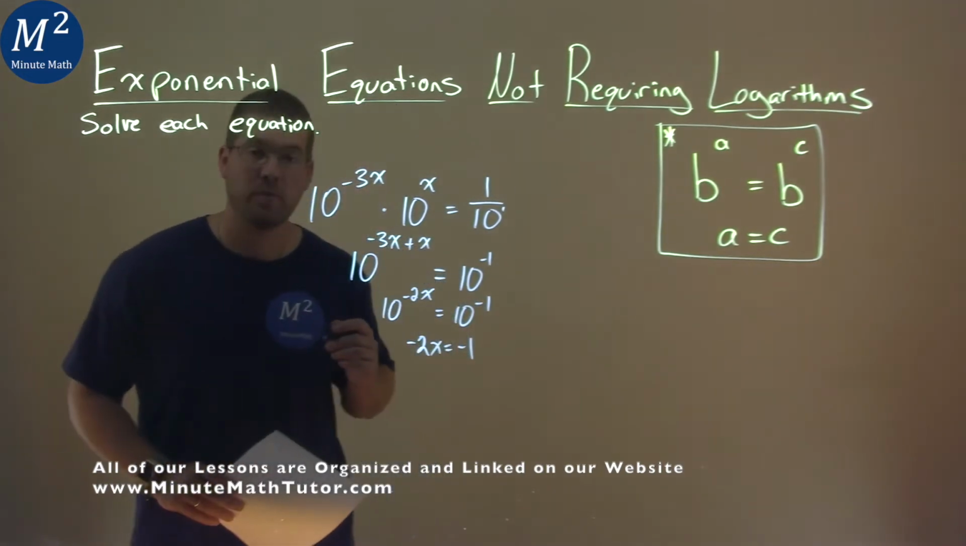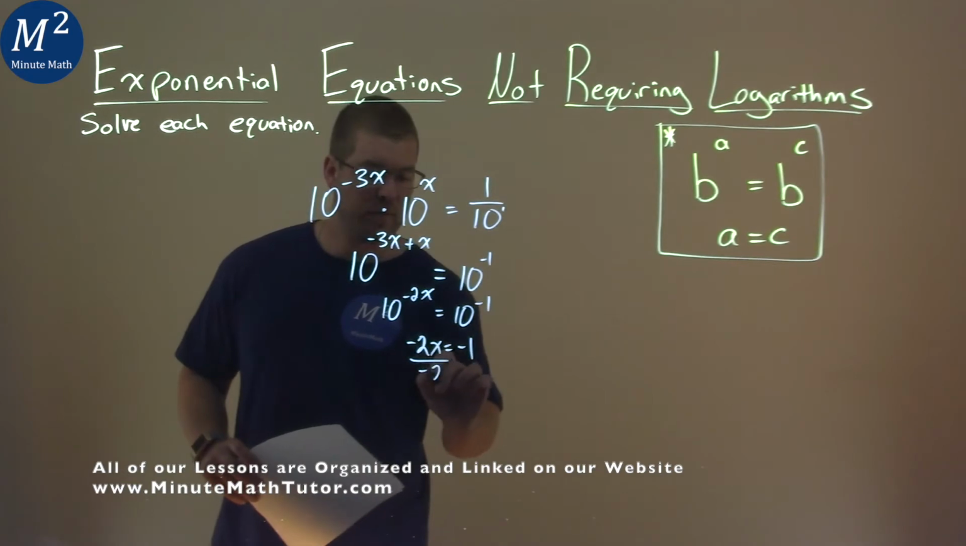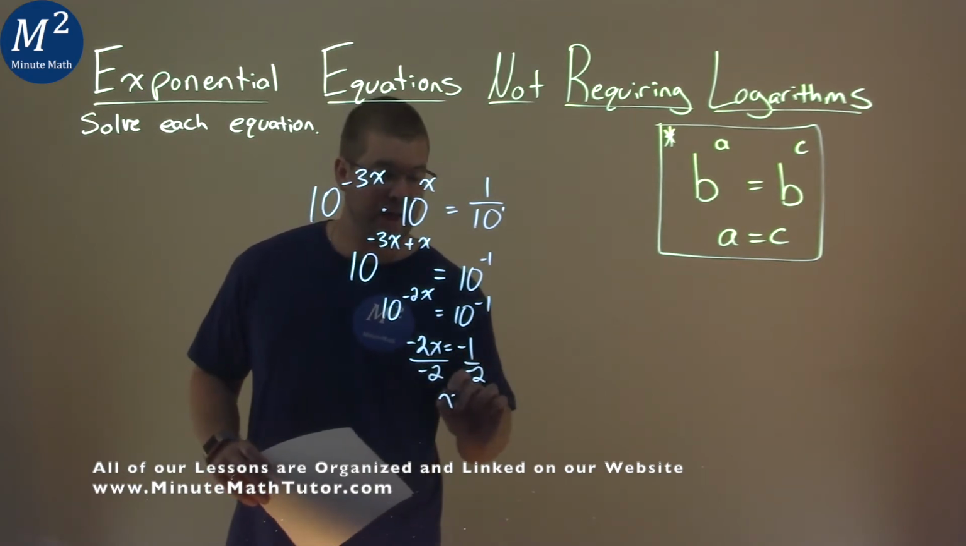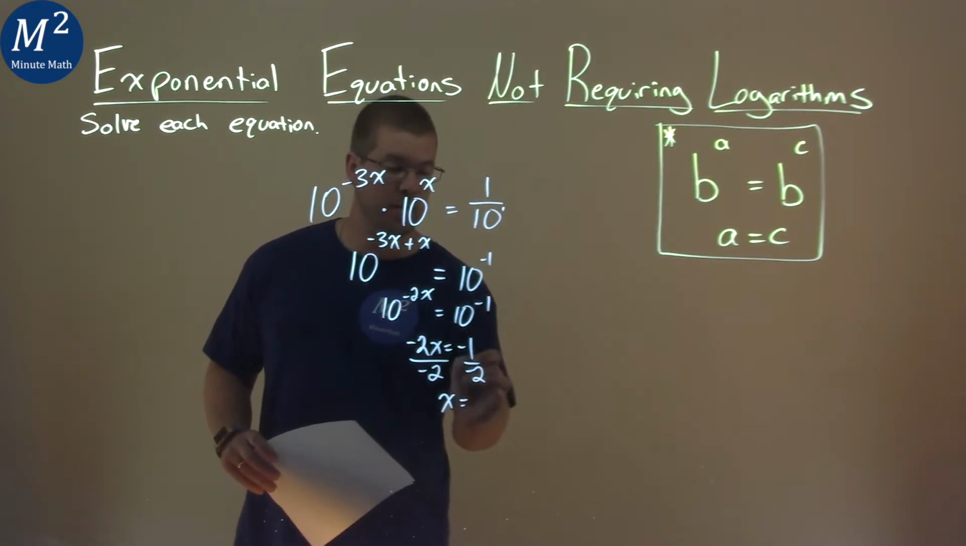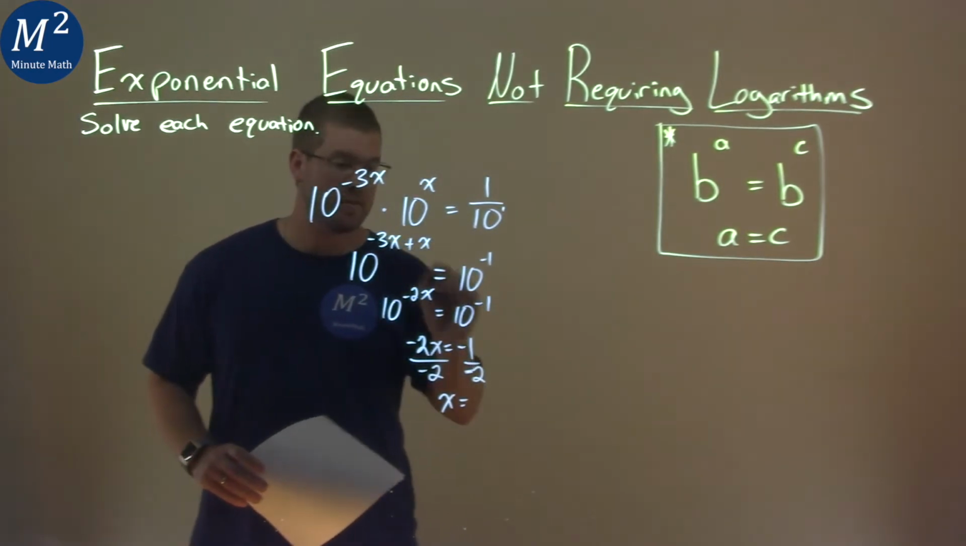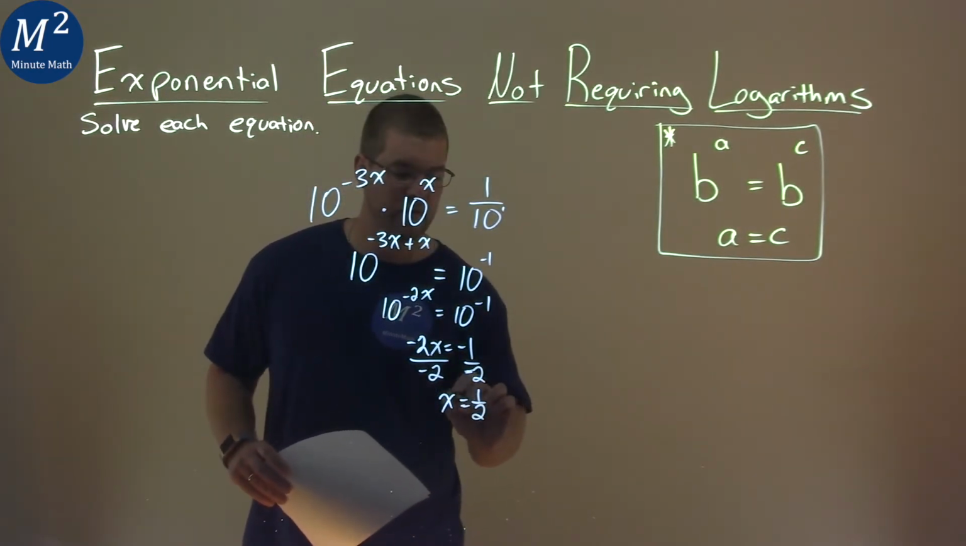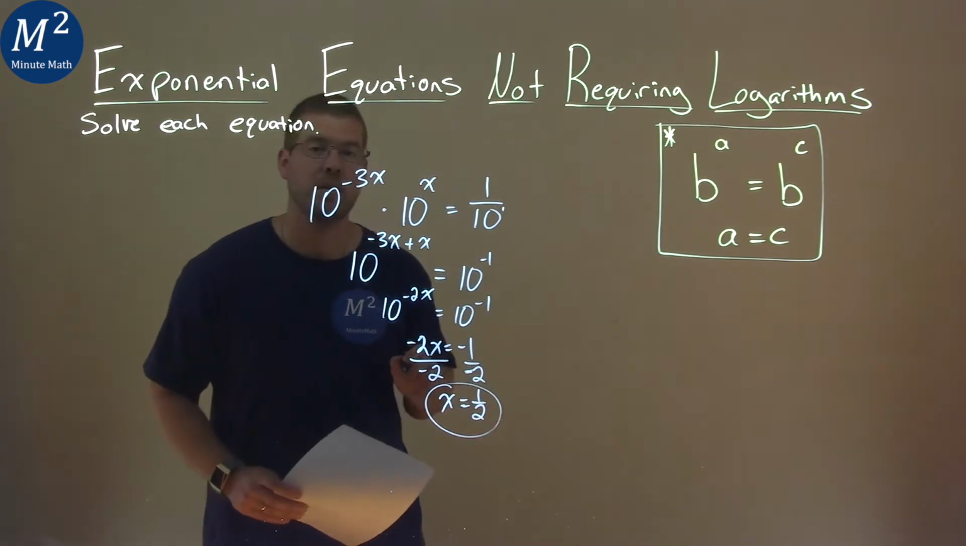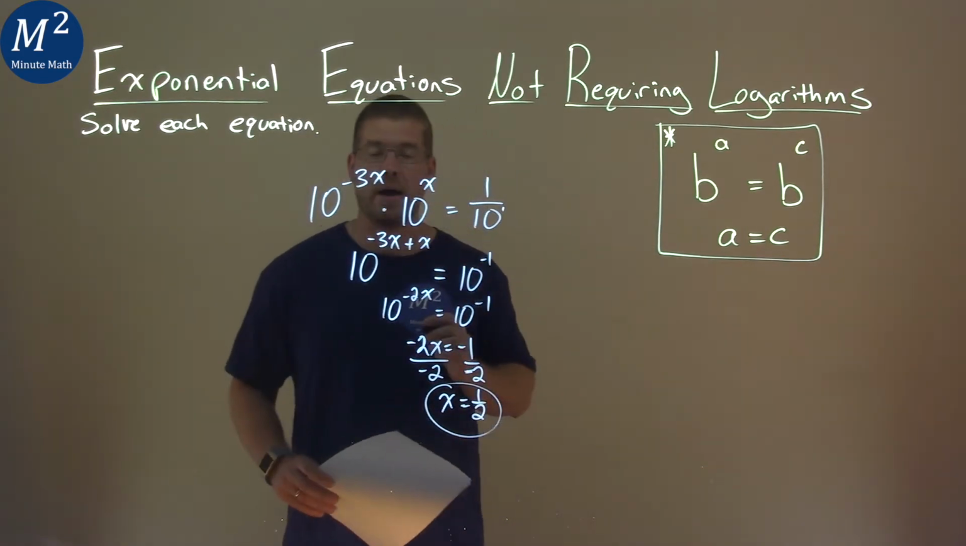Now we solve for x. Divide both sides by negative 2, and x equals negative 1 divided by negative 2, which is a positive 1/2. And so my final answer here is x equals 1/2.